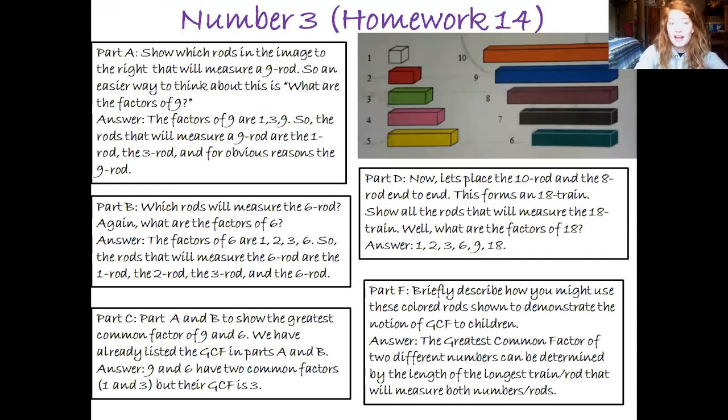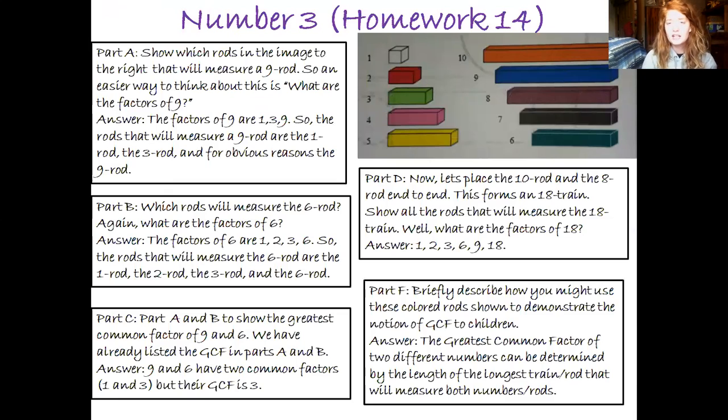Part C, using parts A and B, show the greatest common factor of 9 and 6. We've already listed the factors in parts A and B. So my answer is 9 and 6 have 2 common factors. Well, what is the greatest one? They have 1 and 3. The greatest is 3, so the answer would be 3.